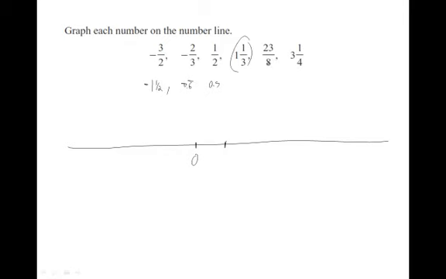23 over 8. Let's see, if I do 8 into 23, 8 times 3 would give me 24. This is going to be 2 point and some change. So it's going to be 2 and 7/8 here. If you do 8 times 2 is 16, and subtract 7 there. So this is going to be 2 and 7/8. So it's going to be really, really close to 3. There's 3 and 1/4. That's already written how I'd like it.